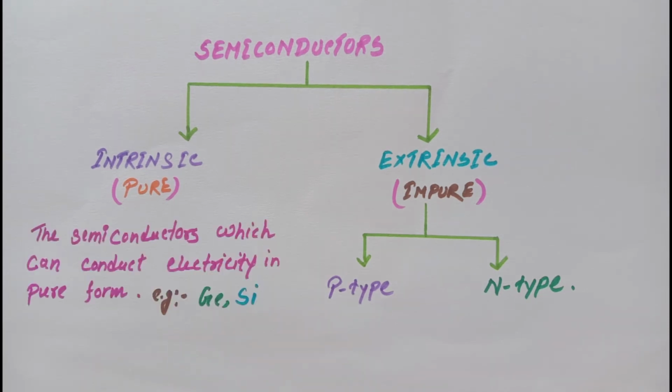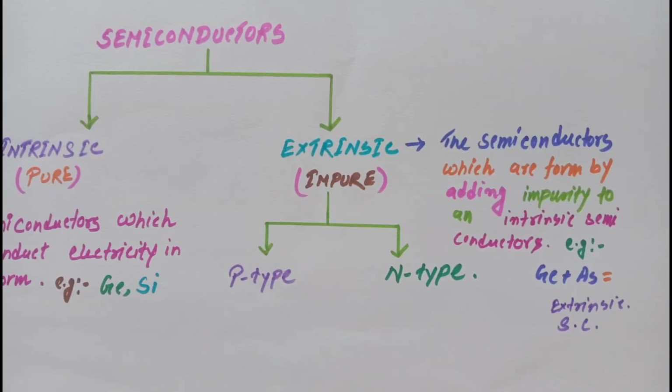Intrinsic semiconductors are those which can conduct electricity in pure form. At room temperature their conductivity is quite low, and as the temperature increases, their conductivity also increases. Examples are silicon or germanium. Extrinsic semiconductors are those formed by adding an impurity to an intrinsic semiconductor. For example, when germanium is doped with arsenic, which is an impurity, it becomes an extrinsic semiconductor.